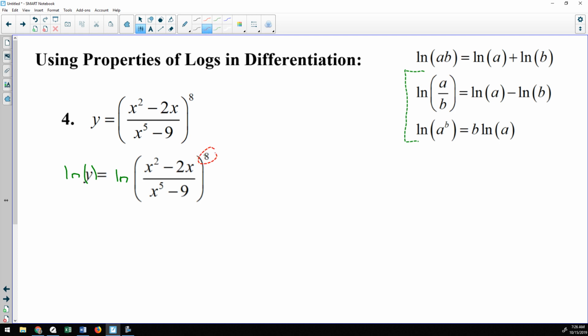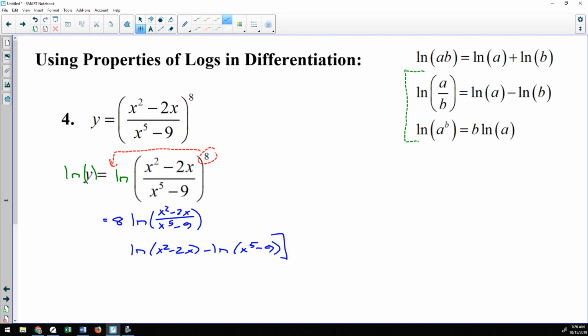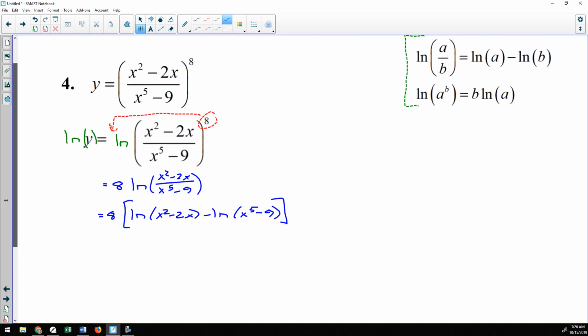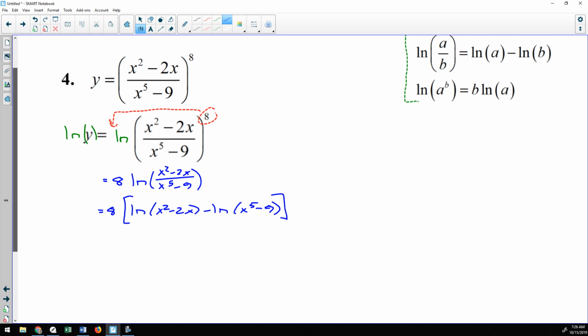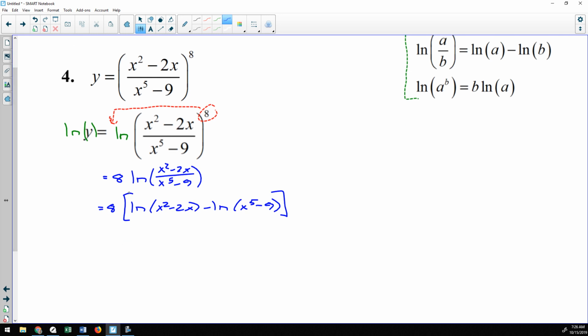And I can start by pulling this 8 down and making it 8 times the natural log of this quotient. But then, now that I've gotten rid of that exponent, I can rewrite that log of the quotient into the log of the top minus the log of the bottom. And then all of that is times 8. So I use these properties of logs, and now instead of having this weird chain rule with a quotient inside it, I have just fairly simple logarithmic derivatives. And logs, in the world of derivatives, are not too bad.